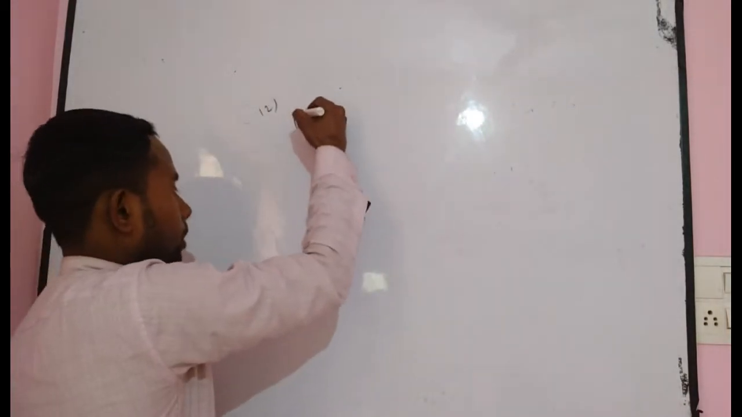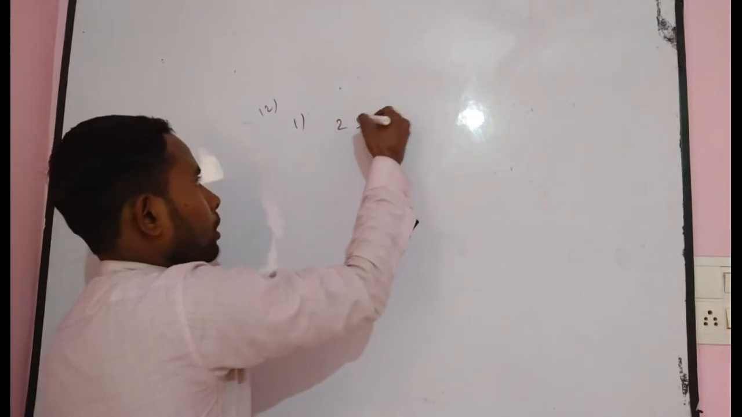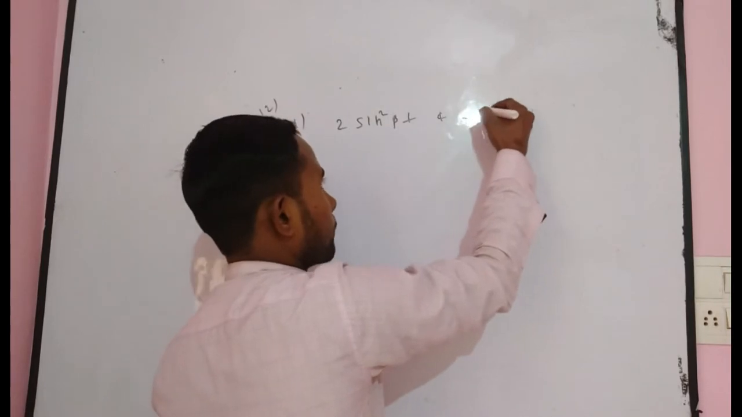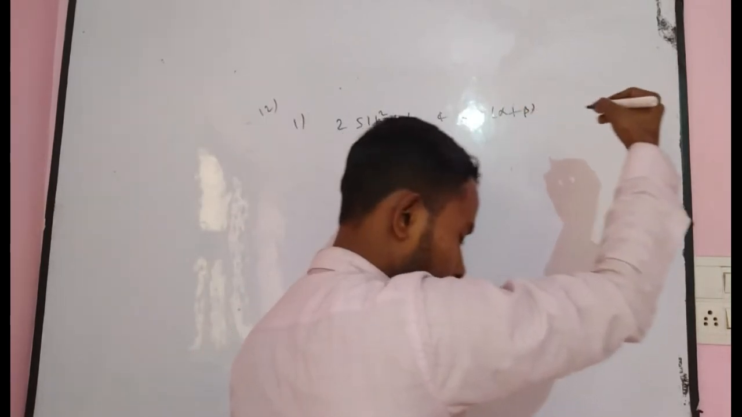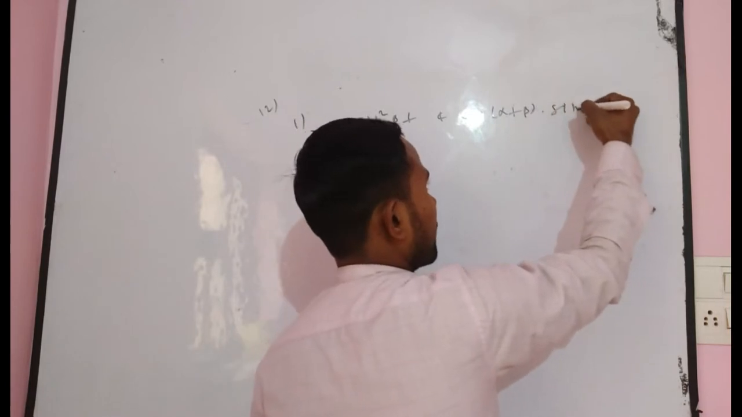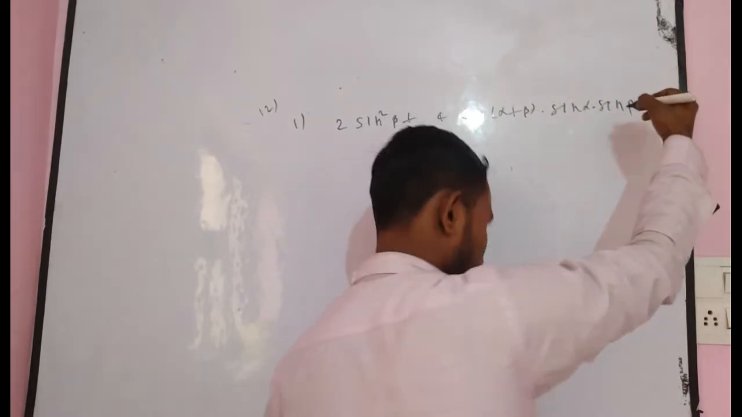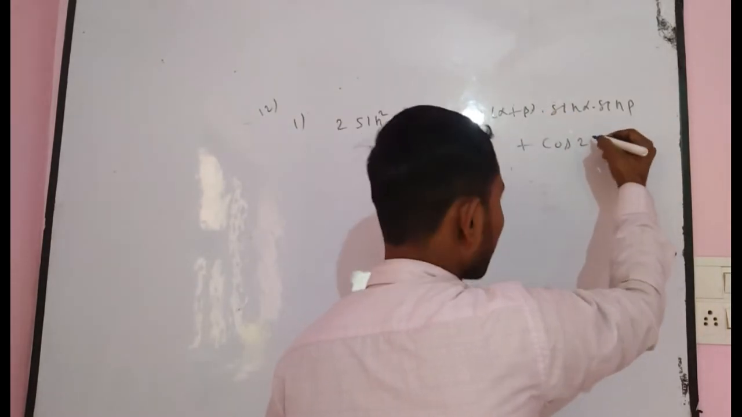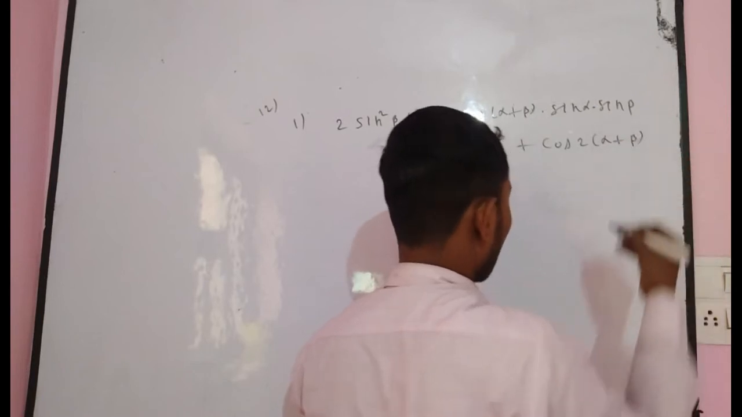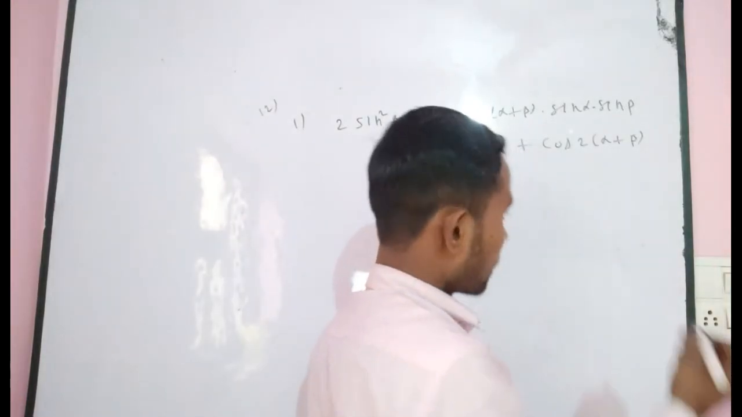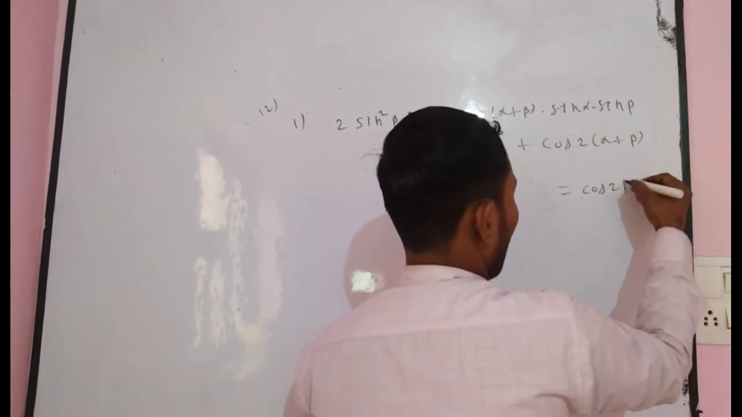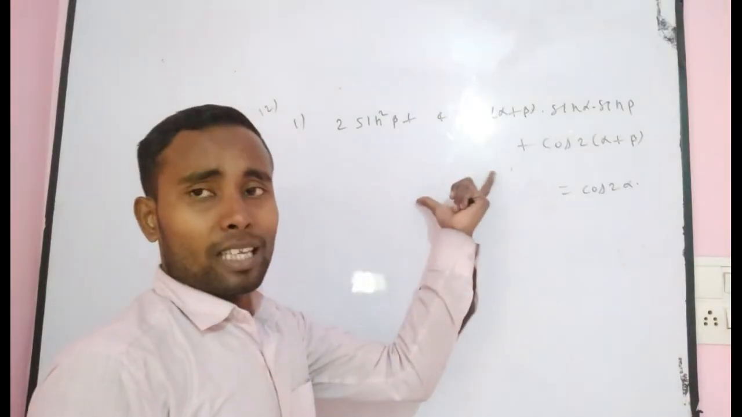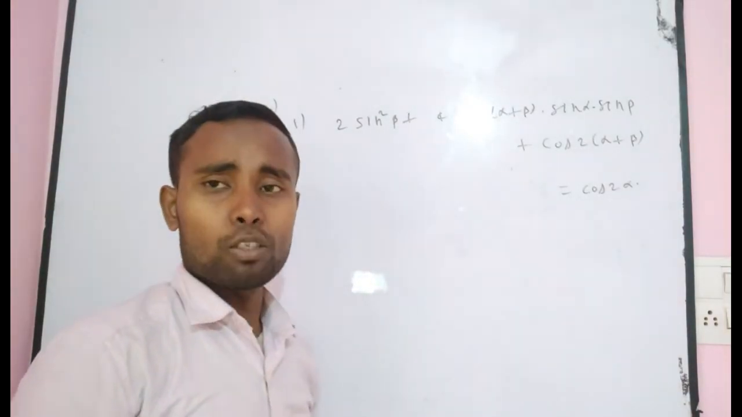The next question, question 12, it is given that 2 sin square beta plus 4 cos alpha plus beta into sin alpha into sin beta plus cos 2 into alpha plus beta is equal to cos 2 alpha. You have to prove this expression, that is, the LHS is equal to the RHS. How can you solve it?